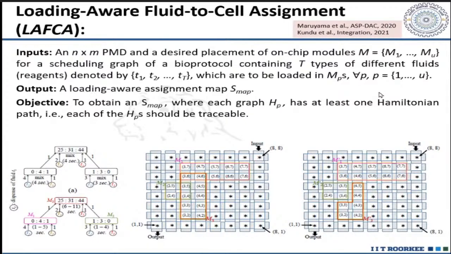If you can change the assignment of the fluid into the cell and then you load, it may give better results. So if you change the assignment of the fluid into the cell, how to do that? Depending on the loading overload, there is a Hamiltonian path-based approach that we talked about in this paper in Integration.